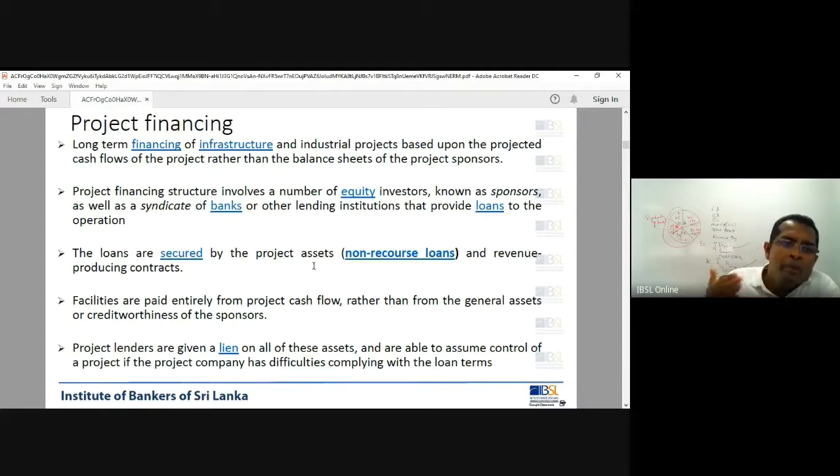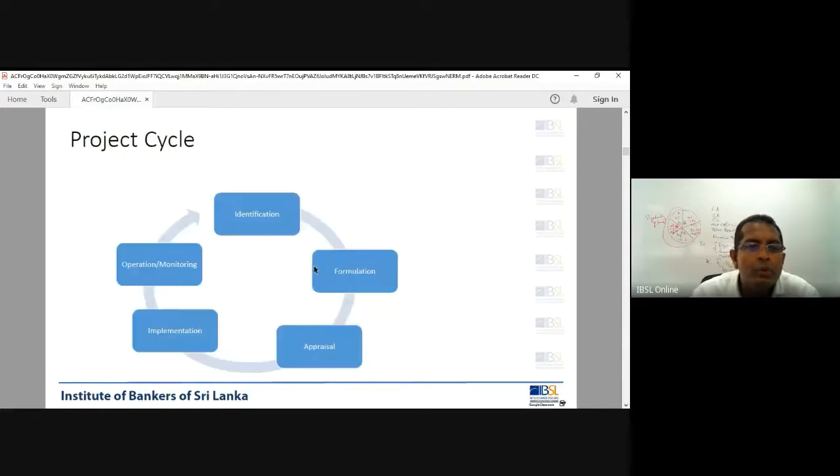So project financing is long-term financing of infrastructure and or industrial projects based on the projected cash flows of the project rather than the balance sheet of the sponsor. The loans are secured by project assets, so it is a non-recourse loan. Right? Then we go to the project cycle.